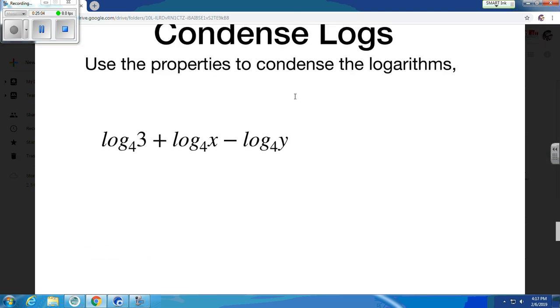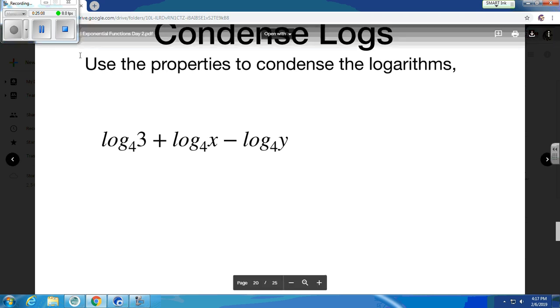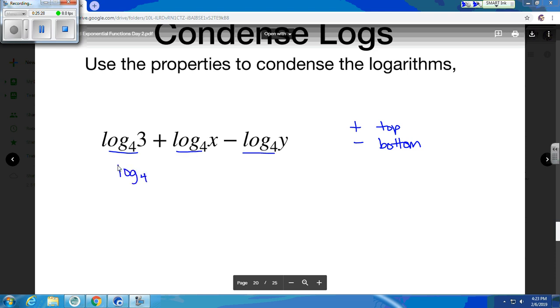Now we're going to go in the opposite direction and we are going to condense. In condensing, anything with a plus means that it came from the top, and anything with a minus in front of it means that it came from the bottom. So I want to condense this into one log, base 4, and this will be of 3 times x divided by y.